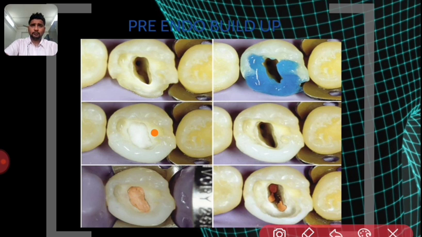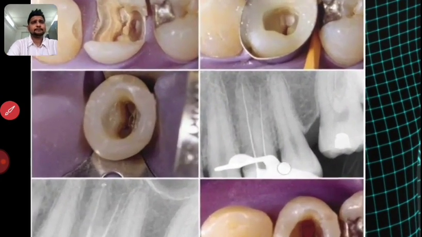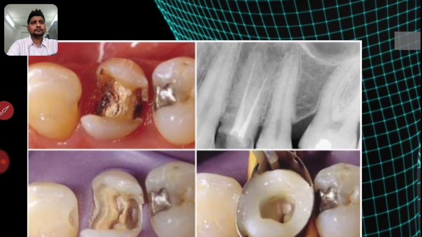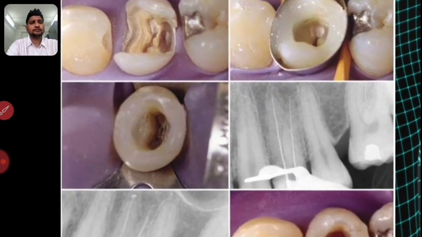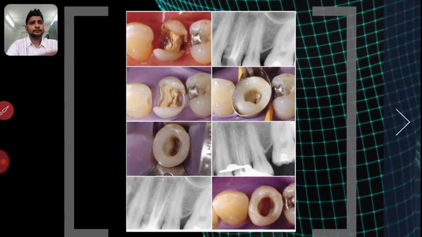If you can do this, do it. Create the wall which is missing, so nothing goes into your canals. Put a plumber's tape inside the chamber and build the whole tooth. It becomes very easy after this. Same thing. This is almost gone. Creation of a wall, retreatment. All right. So this is called pre-endo build-up.